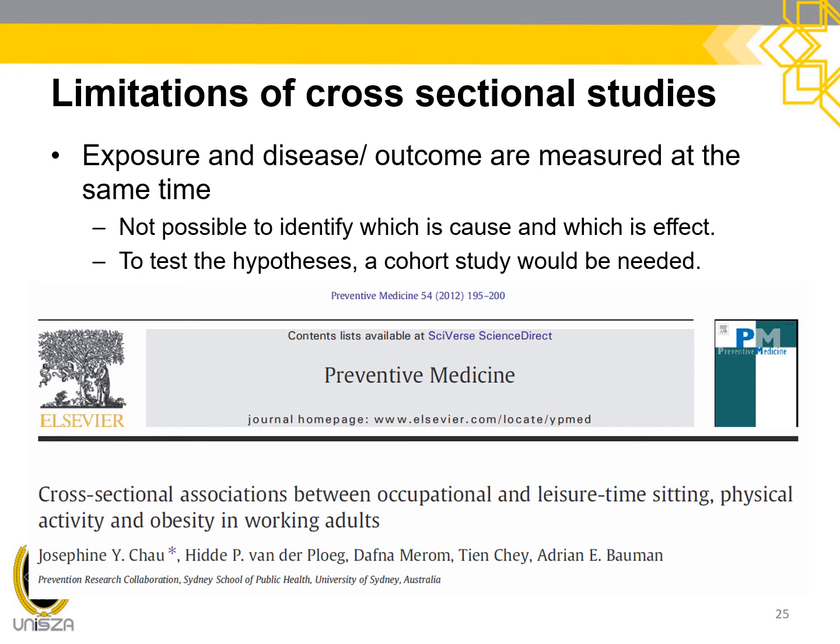However, there are several limitations of cross-sectional studies. The first one is the exposure and the disease or outcome are measured at the same time, where it is not possible to identify which is the cause and which is the effect. Therefore, to test a hypothesis, a cohort study will be needed.